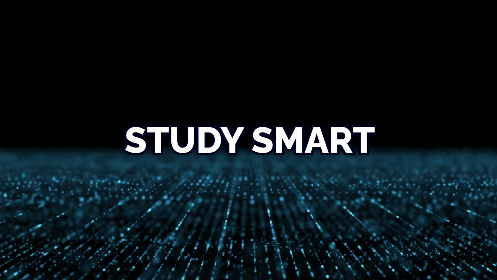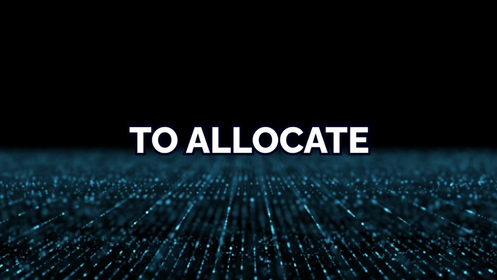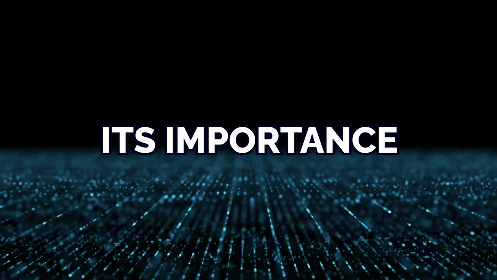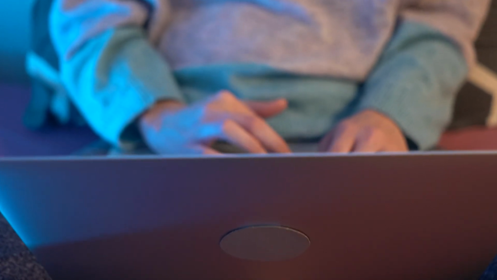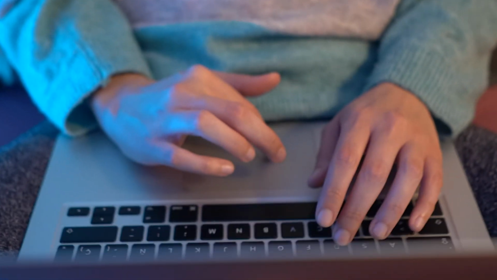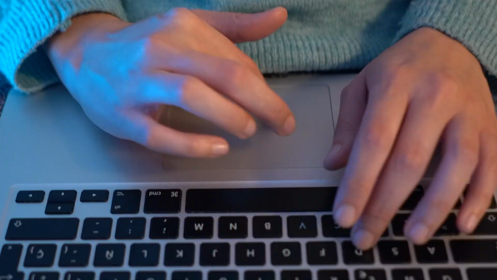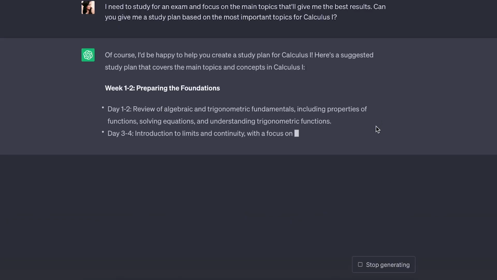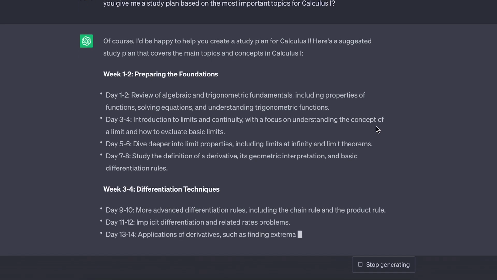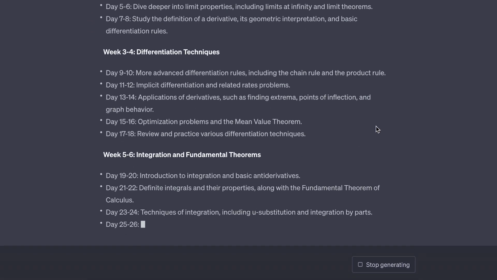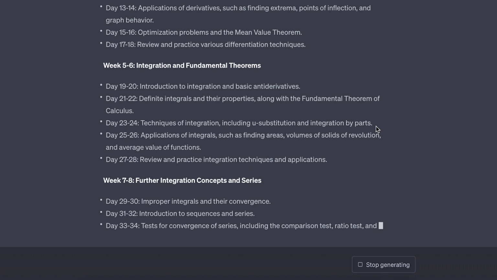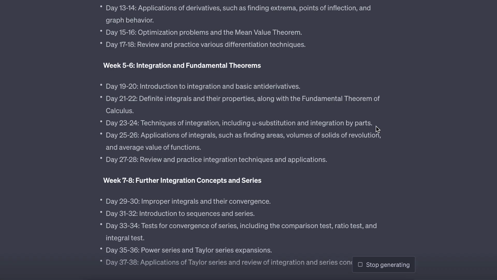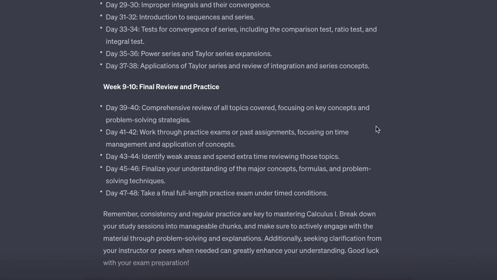If you want to study smart, you need to know how much time to allocate on each topic according to its importance. An easy way to do this is to go to ChatGPT and type the following prompt. I need to study for an exam and focus on the main topics that'll give me the best results. Can you give me a study plan based on the most important topics for Calculus 1?